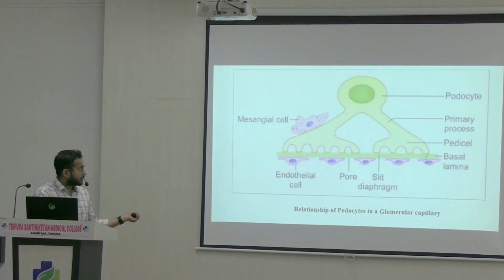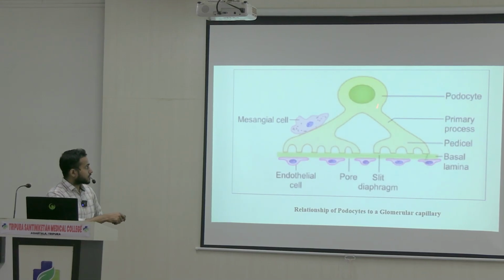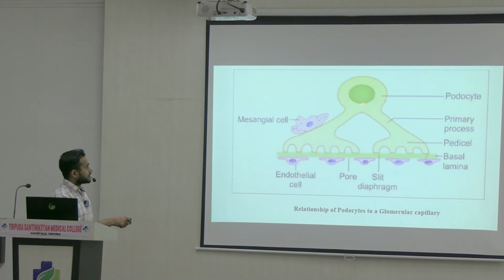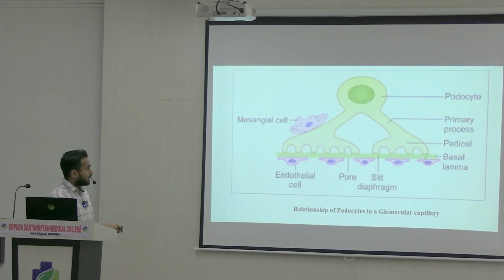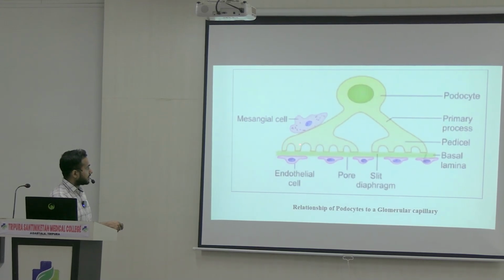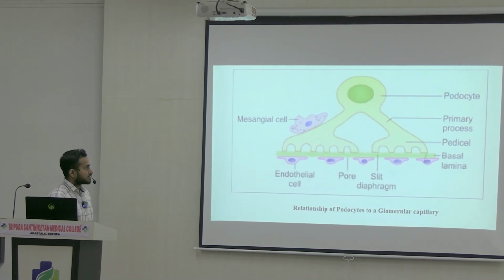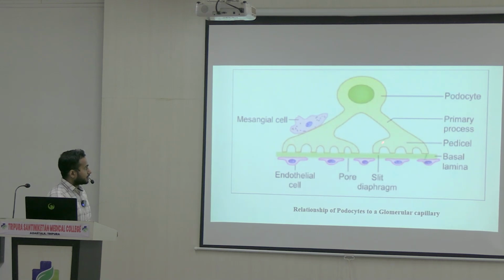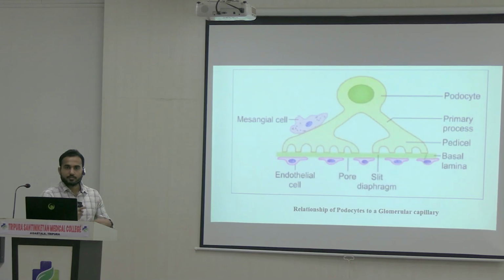Let me show you the diagram. I hope you can see the diagram. This is how the podocyte looks. You can see this is the cell body of the podocyte. After that you can see these are the primary processes. From the primary processes you can see these are the secondary processes, also called pedicles. This pedicle goes and attaches to the basal lamina. You can see this is the basal lamina. And what is this? These are the endothelial cells of the capillaries, the tuft of capillaries.